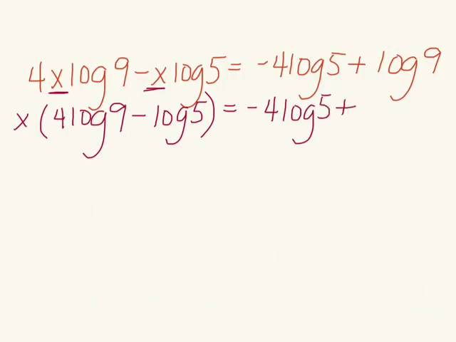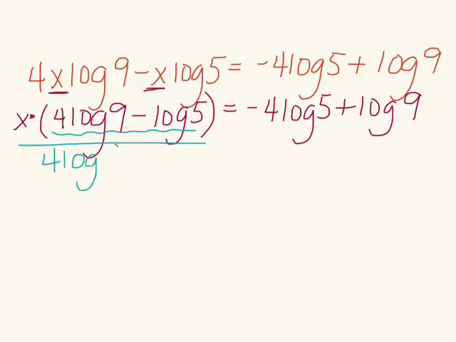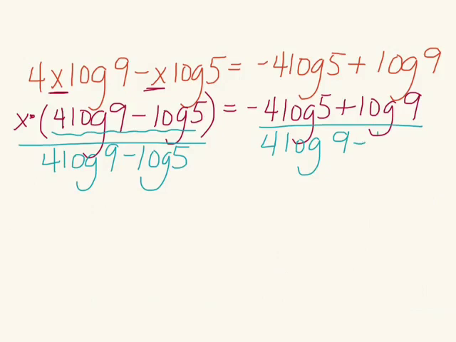You can start combining if you want. I'm just going to combine on the same step. And then since we have x times this mess, this is all constants here. This whole thing, again, that's just going to be a decimal. We're going to divide both sides by 4 log of 9 minus log of 5. On the right side, this cancels.